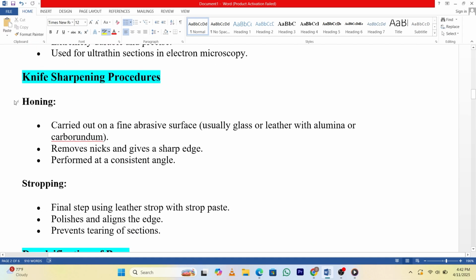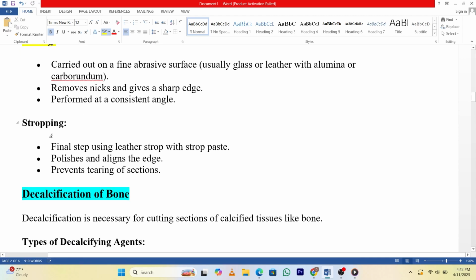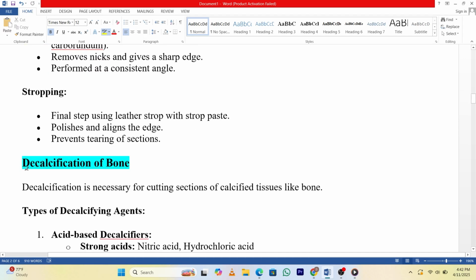Knife sharpening procedures. Honing. Carried out on a fine abrasive surface, usually glass or leather with alumina or carborundum. Removes nicks and gives a sharp edge. Performed at a consistent angle. Stropping. Final step using leather strop with strop paste. Polishes and aligns the edge. Prevents tearing of sections.